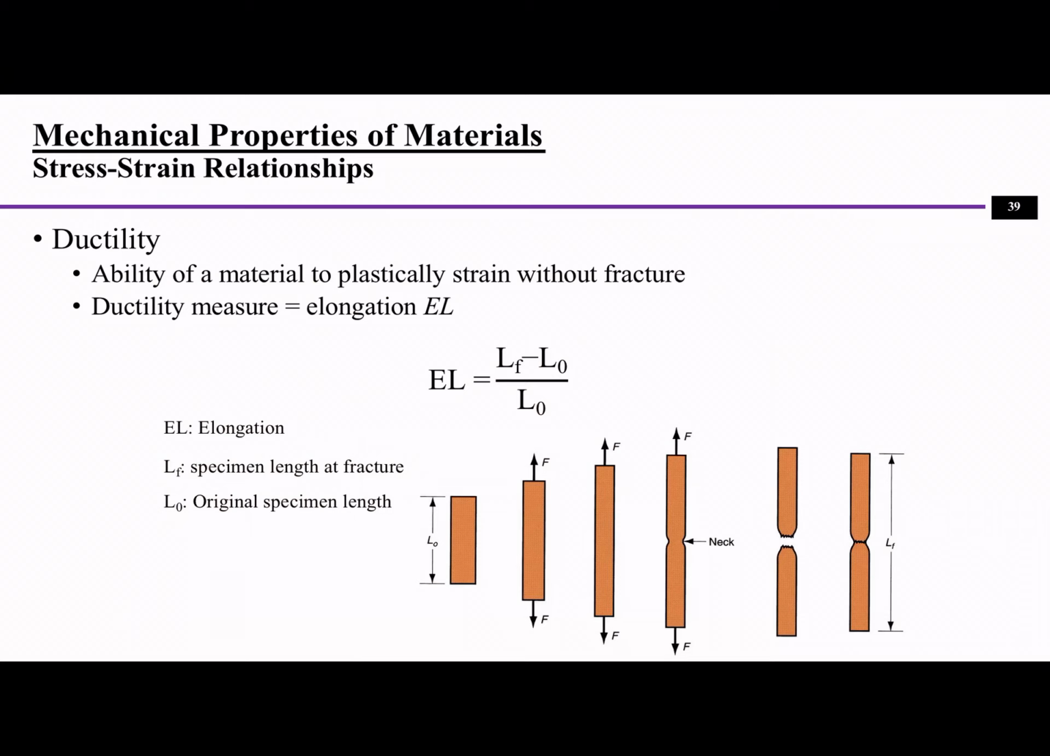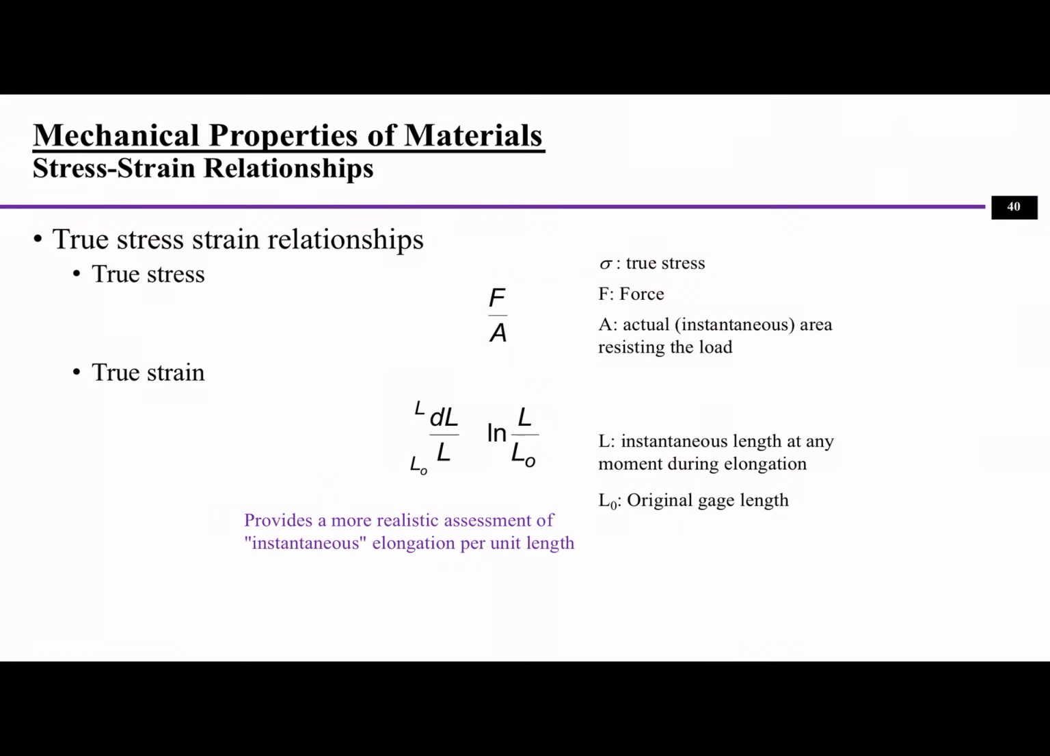All right, so when we're talking about stress-strain relationships, there's a calculation of ductility. So the ductility measure is the elongation. Elongation, as we just talked about, equals the final length minus the original length, divided by the original length.